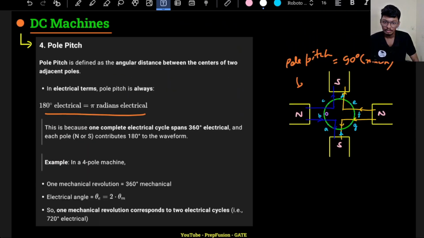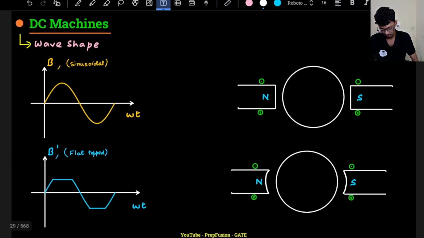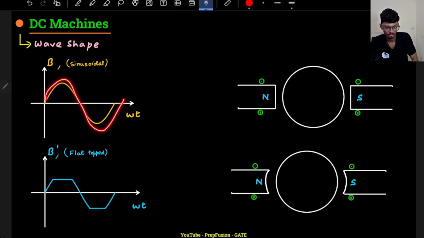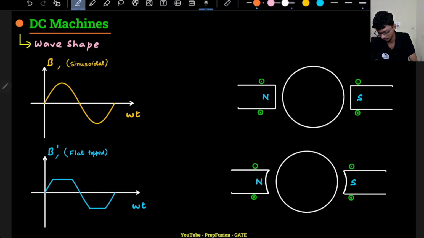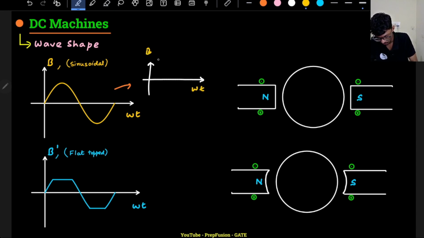Now let's discuss the wave shape of your flux. To be honest, we don't actually want a pure sinusoidal wave shape, because we are anyway making DC. Why? Because when we rectify this, the rectified waveform will be somewhat like this. I will show you how we are rectifying it, but just to give you a brief: when we rectify this waveform, against omega t, it will be pulsating like this, and there will be ripples here.